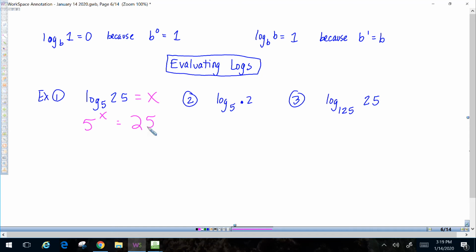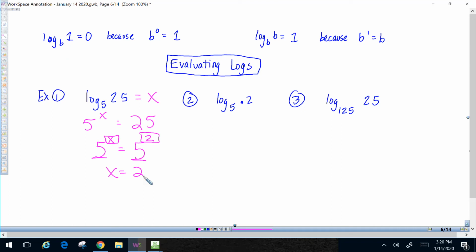Okay? Now, I also want to show you this. Could I rewrite 25 as 5 squared? Yeah. And anytime we can rewrite it with equivalent bases, the exponents must be equal. That's going to help us on problem number 3. Some of them we need a little more help than just looking at and saying it.